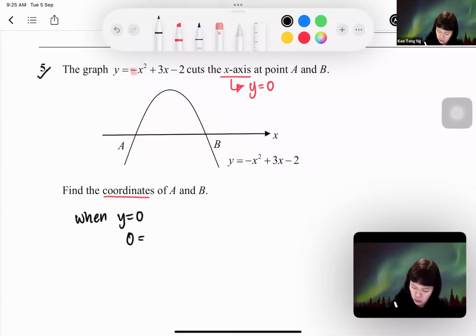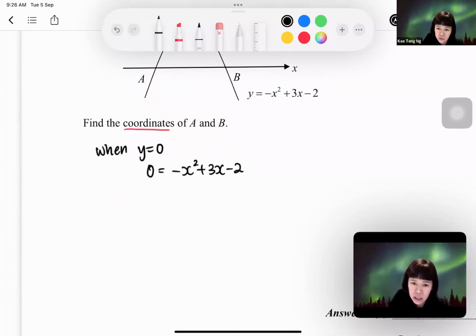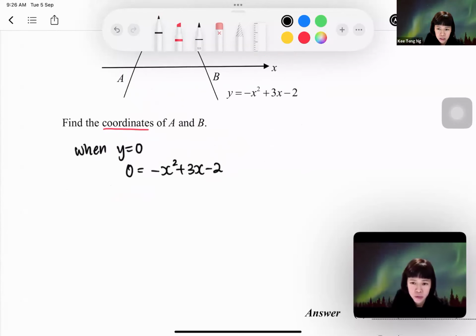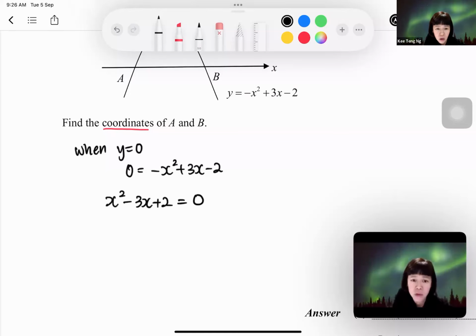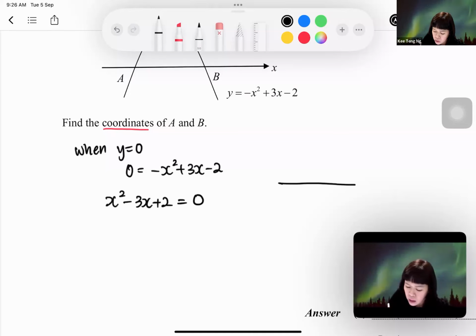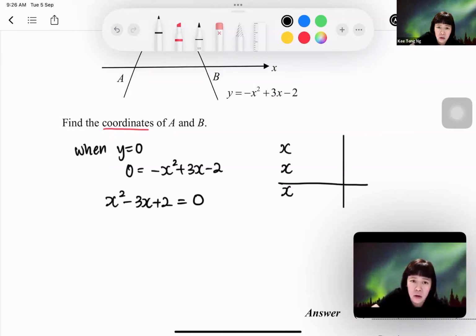So 0 equals negative x squared plus 3x minus 2. Like I say, negative x squared is just to show you the shape of the curve, but it's not very helpful when I want to factorize. So I should change this to positive x squared minus 3x plus 2 equals to 0, and I'm going to solve this equation. Please do your factorization, either using the calculator or whichever. Try to show your working. If not, make sure your calculation or factorization is correct.